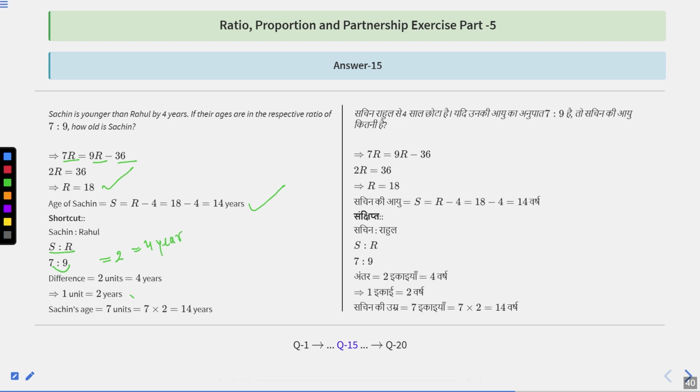So 1 unit will be 2 years. Sachin's age is 7 units. So we multiply by 2, and we get 14 years. Next one.